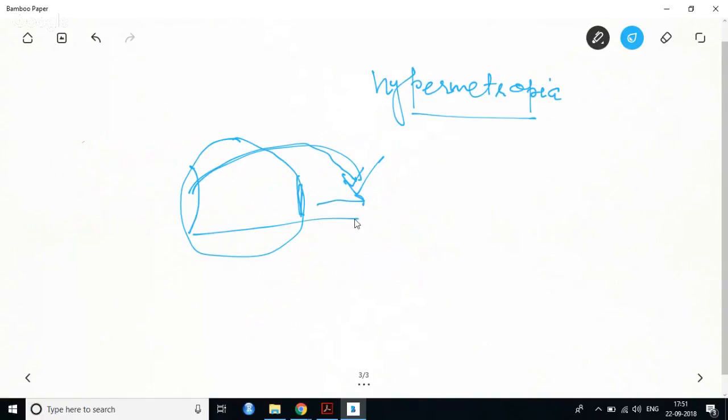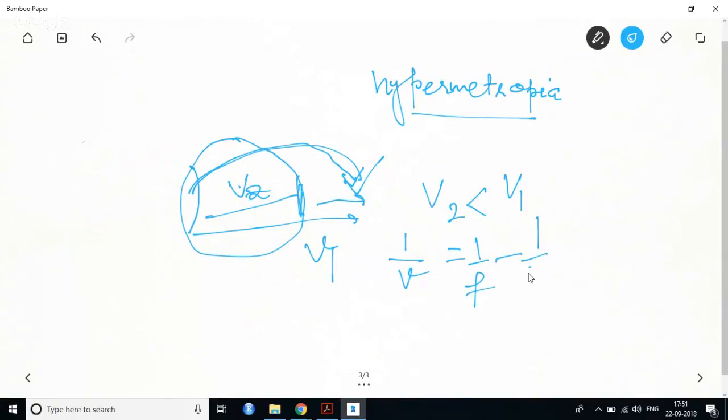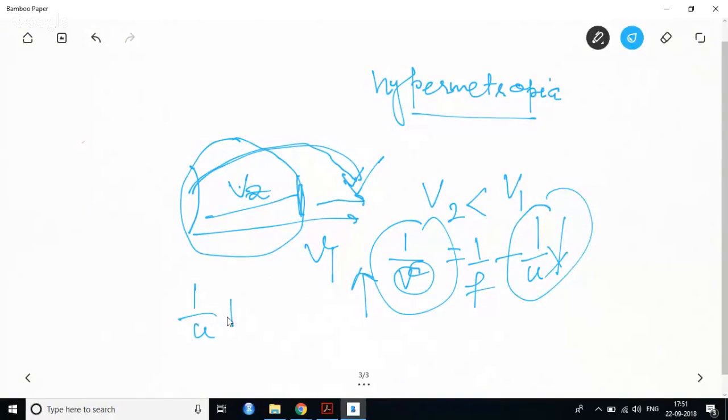So it means that the v has increased. Now I have to reduce. Suppose this is v1, I have to bring this v1 to v2 where v2 is less than v1. Again I will write the formula for you. 1 by v is equal to 1 by f minus 1 by u. Now v has to reduce. It means that 1 by v has to increase. For 1 by v to increase, 1 by u should be reduced. If 1 by u reduces, it means that u increases. So finally you have to increase u.